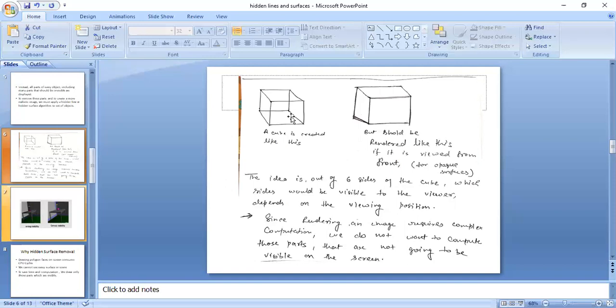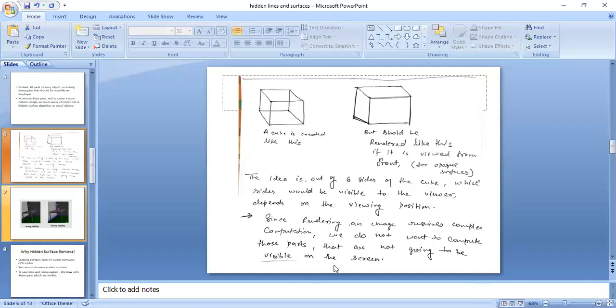So if we are not going to be able to see those faces of those parts of the object, that should be obstructed. So why should we render those parts of an object? That is the whole idea. So this is written here. Since rendering an image requires complex computation, we do not want to compute those parts that are not going to be visible on the screen.